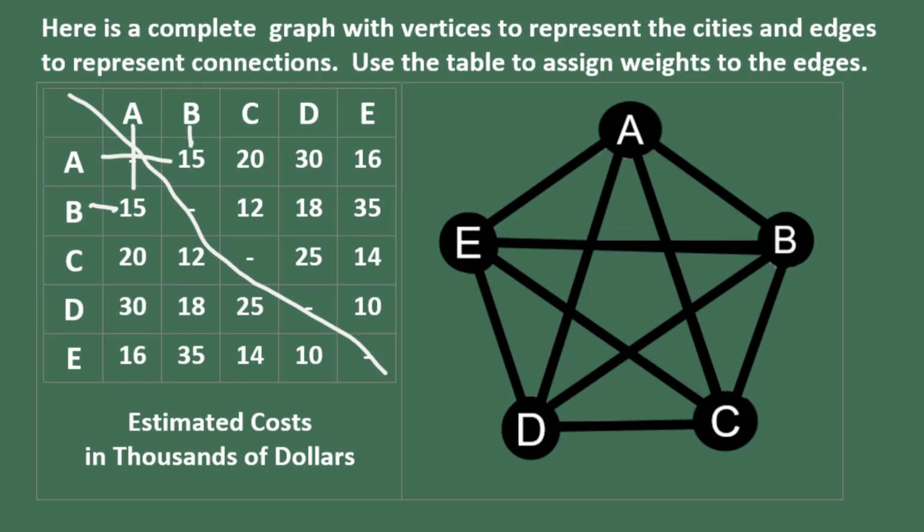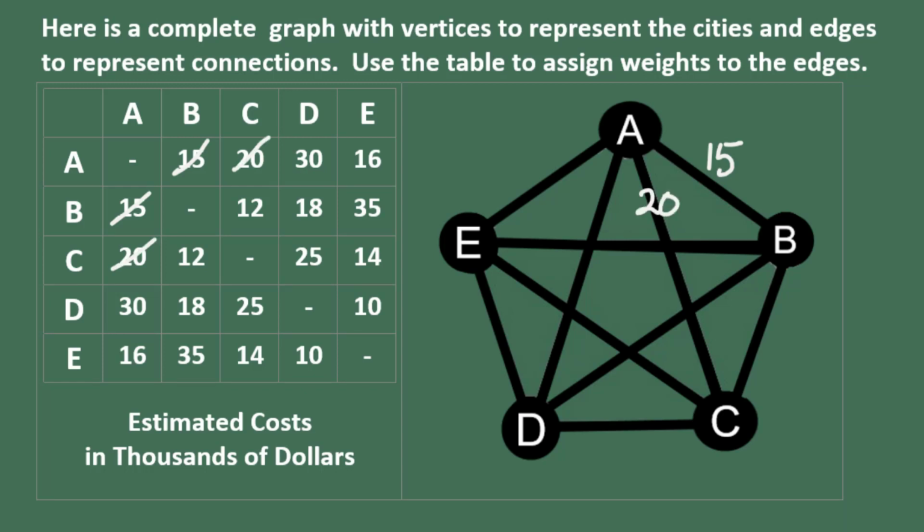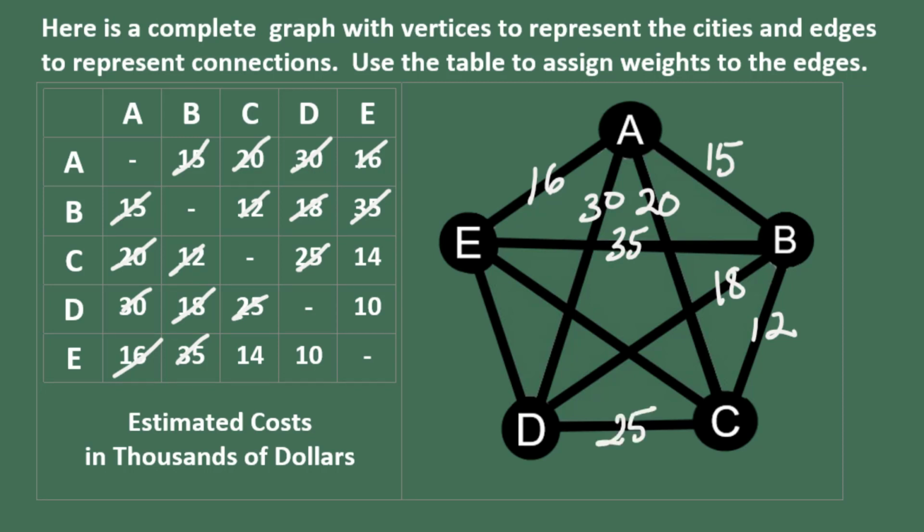So I'm going to put the weight of 15 on the edge from A to B. Between A and C, I'm going to put 20. Between A and D, I'm going to put 30. Between A and E, 16. Between B and C, I'm going to put 12. Between B and D, I'm going to put 18. Between B and E, I'm going to put 35. Between C and D, I'm going to put 25. Between C and E, I'm going to put 14. And between D and E, I'm going to put 10. So we have all of our weights assigned on the graph.